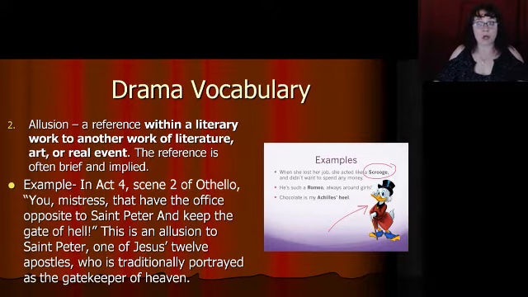When she lost her job, she acted like a Scrooge and didn't want to spend any money. That comes from A Christmas Carol. "He's such a Romeo, always around the girls." Of course, that's referring to Romeo and Juliet. And then finally, the last one is a mythological allusion. "Chocolate is my Achilles' heel."